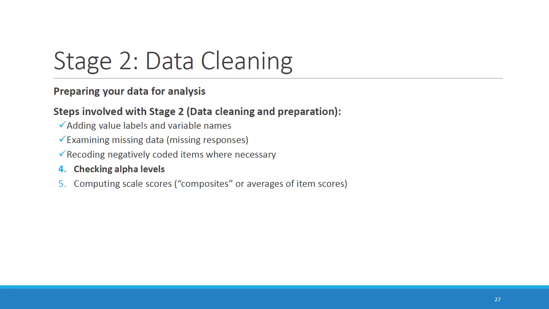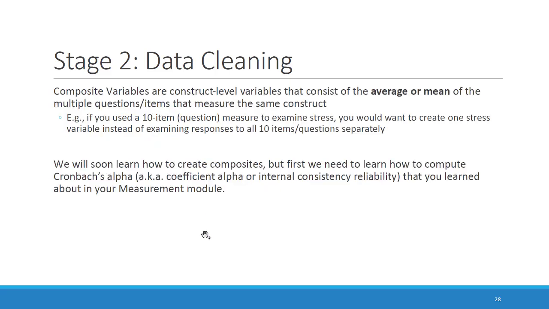Okay, so now that we have gone through recoding negatively coded items, we've also examined our missing data and we've added and looked at our value labels and variable names. The next step 4, is checking our alpha levels. So if you don't know what I mean by alpha levels, then please stop this video and go back and watch the measurement video where we talk about internal consistency, reliability, and coefficient alpha.